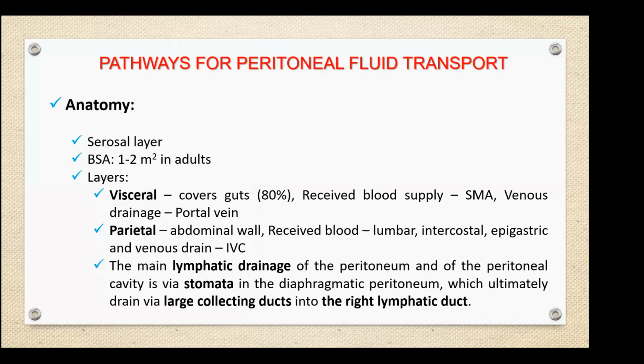Blood supply for the visceral layer is the superior mesenteric artery, and venous drainage is the portal vein. The parietal peritoneum covers the abdominal wall and receives blood from the lumbar, intercostal, and epigastric arteries, with venous drainage into the IVC. The main lymphatic drainage of the peritoneal cavity is via stomata in the diaphragmatic peritoneum, which ultimately drain into the large collecting duct and into the right lymphatic duct.